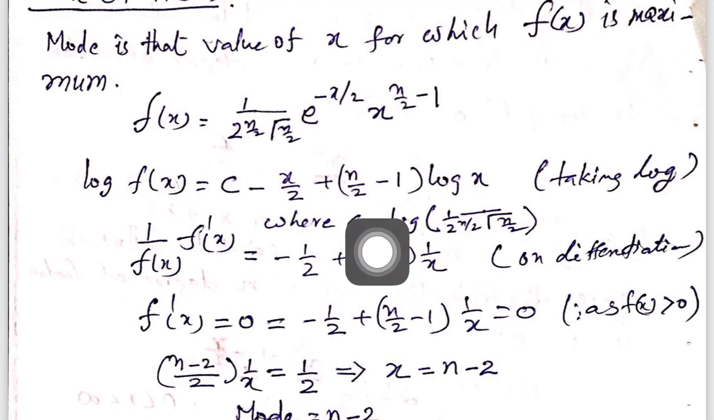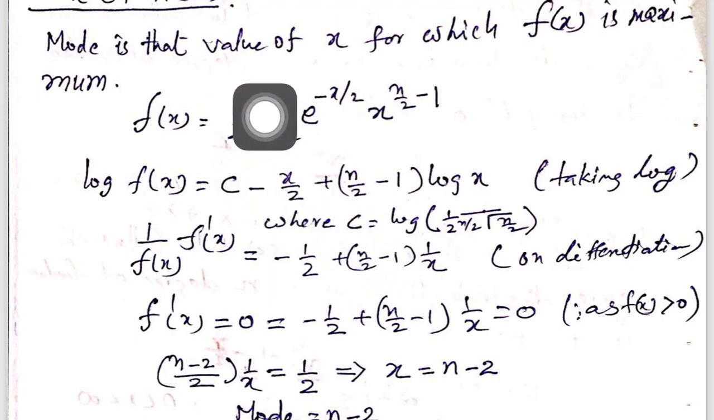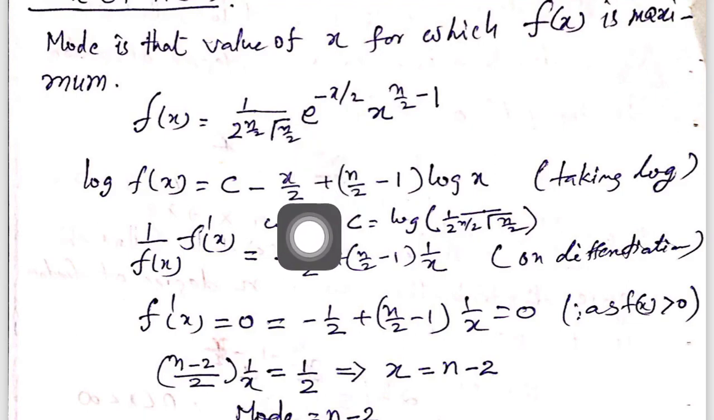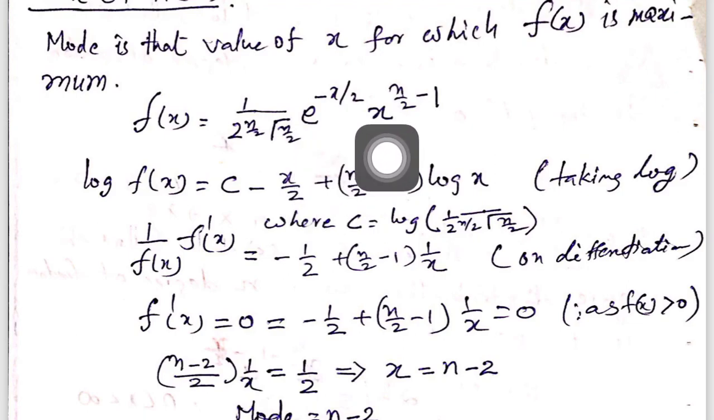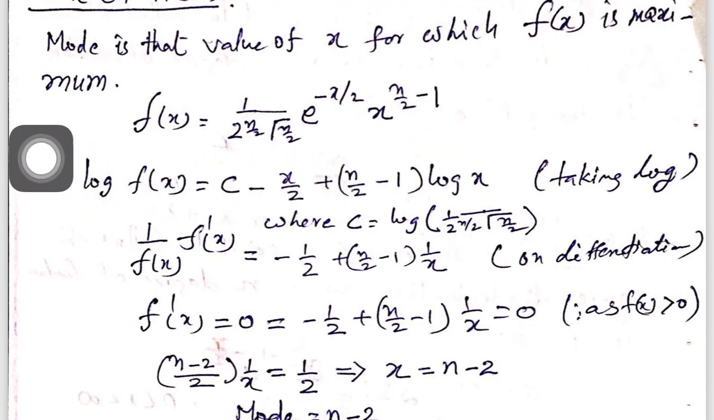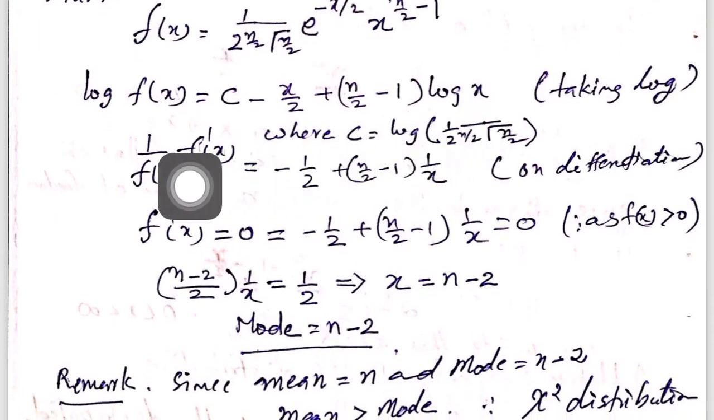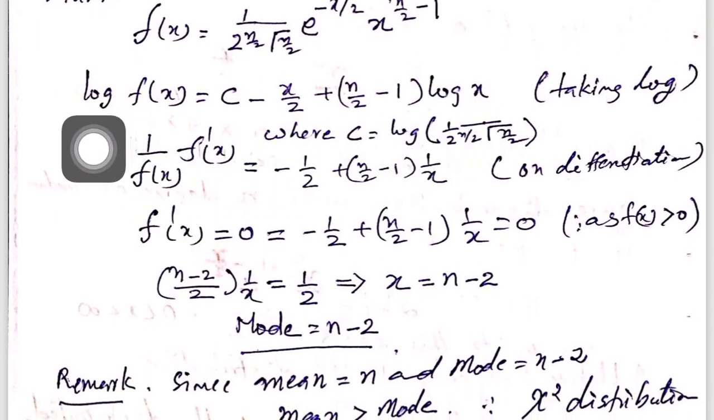That is, log of this constant plus log of e to the power of minus x by 2. That is minus x by 2 into log of e. Log of e is 1. Okay, plus n by 2 minus 1 into log of x, because you are taking the log on both sides, right? And then you differentiate.